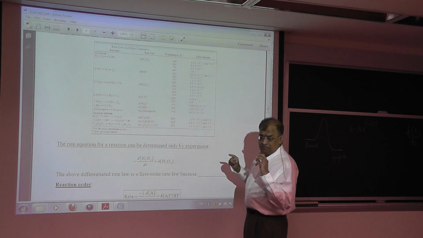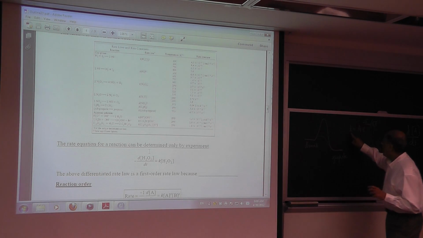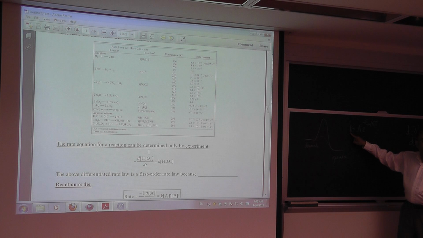Don't make the mistake of using capital K here. This is lowercase k. What is capital K? The equilibrium constant. The lowercase k is the rate constant.